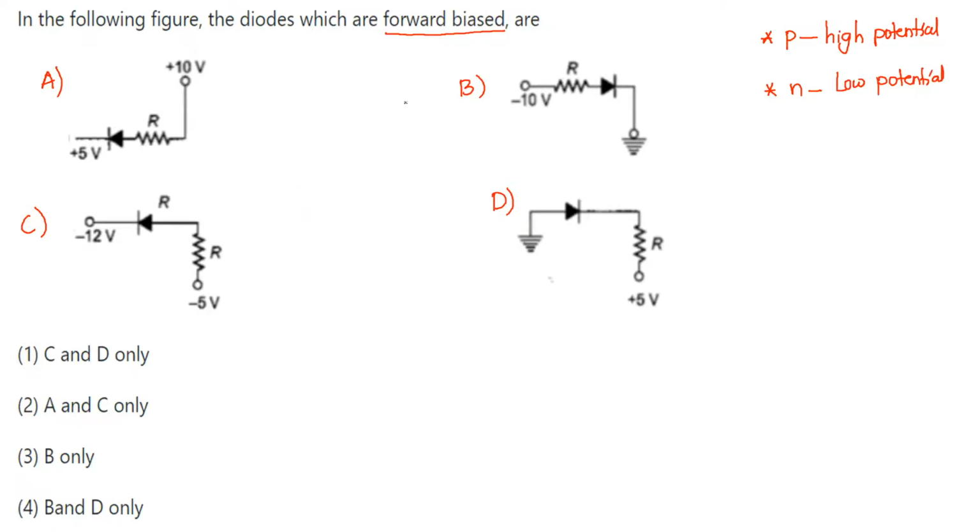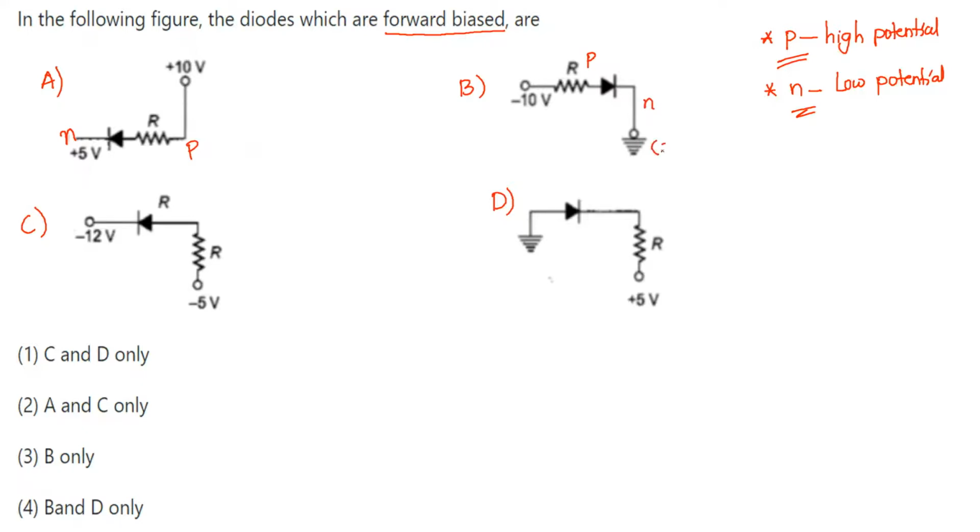So please, I want you to solve this problem. This is also a previous question asked in a competitive examination. What is the condition? P should be at high potential, N should be at low potential. See here, wherever the diode is, that region is P and the other end of the diode will be N. Here this region is P and this is N.